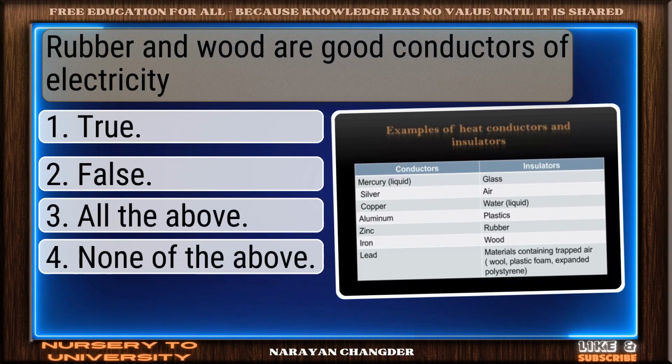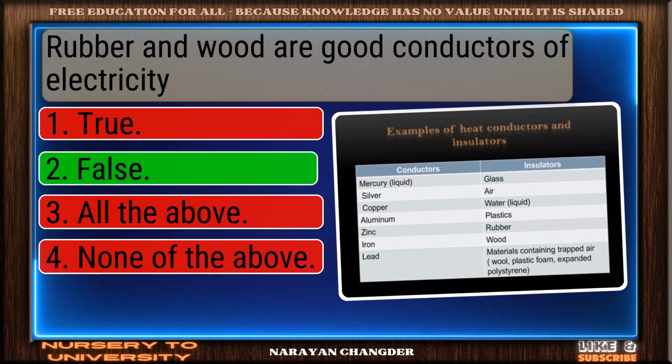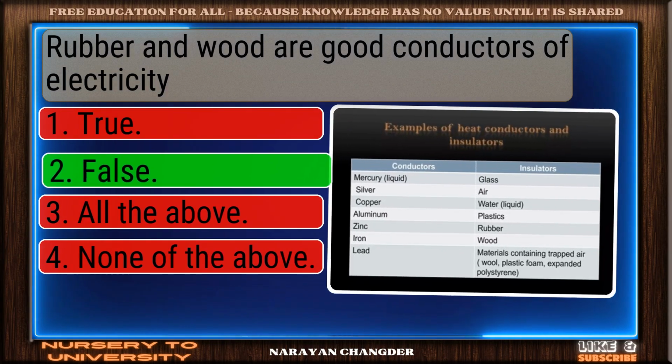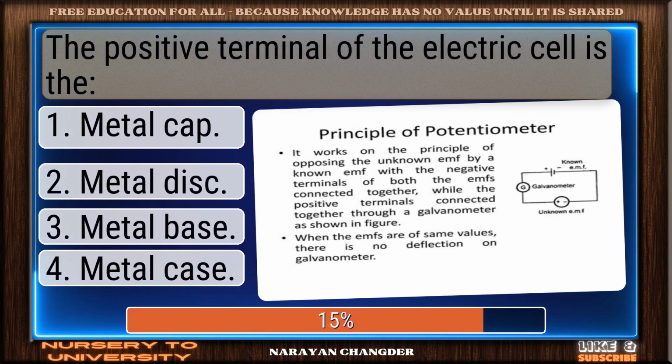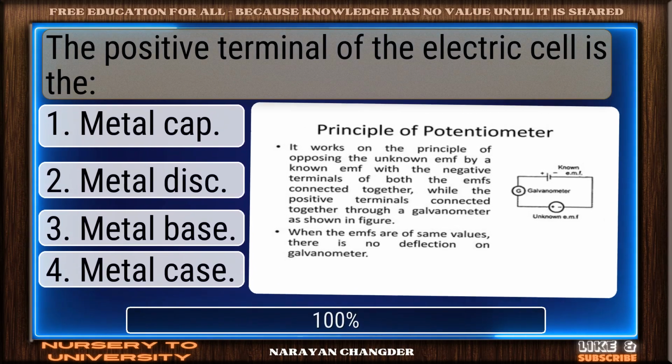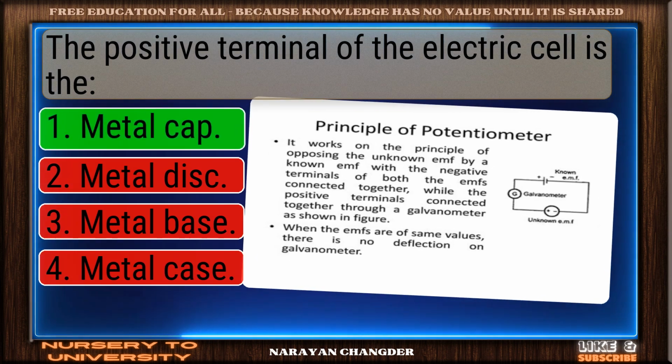Rubber and wood are good conductors of electricity. Well done. False is the right choice. The positive terminal of the electric cell is the... Perfect. Metal cap is the correct choice.